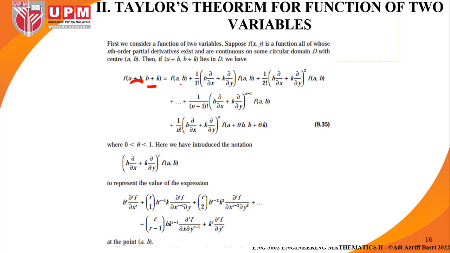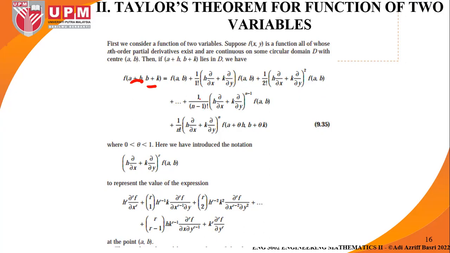In terms of Taylor's theorem, it starts with the original function f(a, b), plus 1 divided by 1 factorial of (h ∂/∂x plus k ∂/∂y) f(a, b), plus 1 over 2 factorial of (h ∂/∂x plus k ∂/∂y) squared f(a, b). This continues until the power of n.